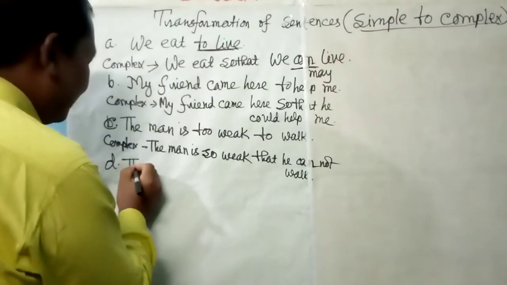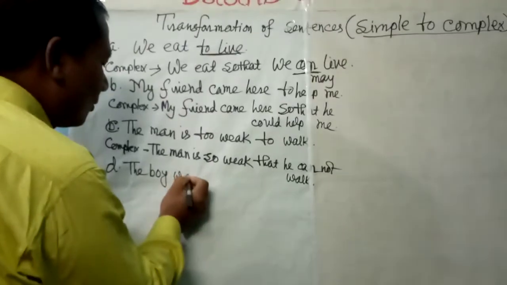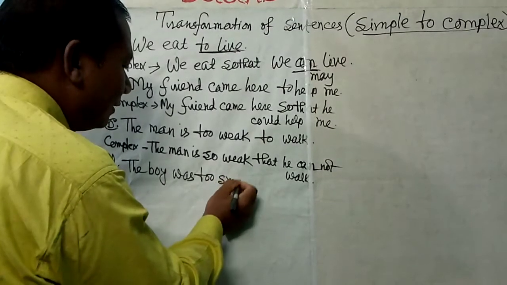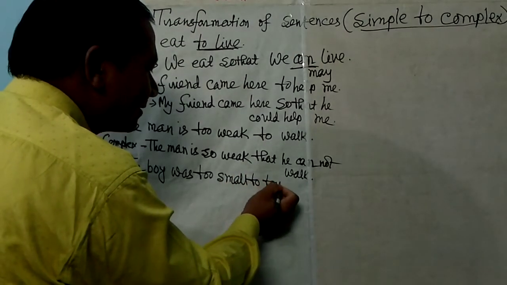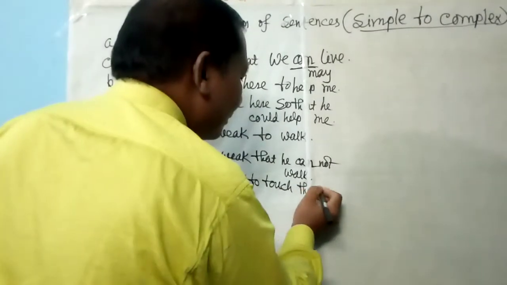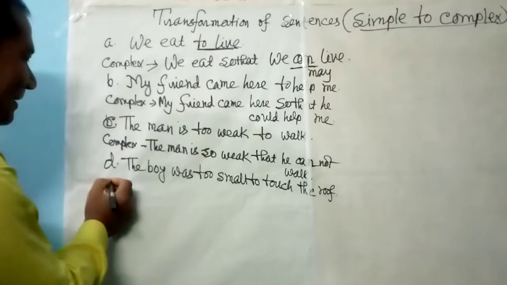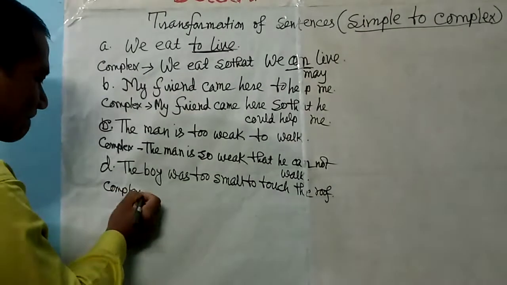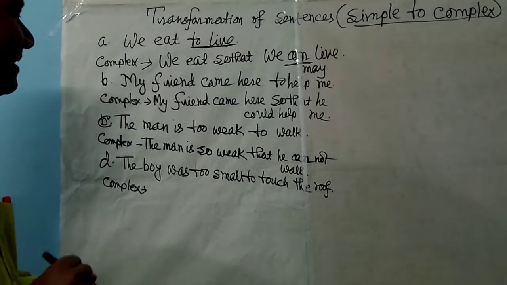The boy was too small to touch the roof. Here will be... who can tell me the difference between these two sentences?